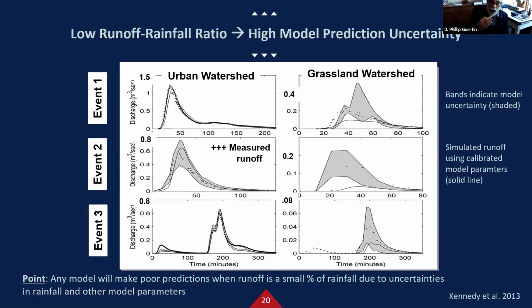We had essentially higher runoff ratio, higher runoff rainfall ratio for the urban watersheds, and we had higher levels of certainty or less uncertainty compared to the grasslands. And the gray areas are areas of uncertainty related to rainfall. Now, Dave's going to talk more about this afternoon, but we see the same results when we're looking at post-fire.